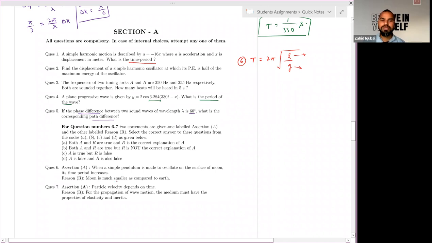Next, the moon is smaller as compared to Earth. So it is also correct. And due to the smaller size of the moon, we can say it will have lesser gravity. Hence, the reason is a correct explanation of the assertion. So it should be option E.